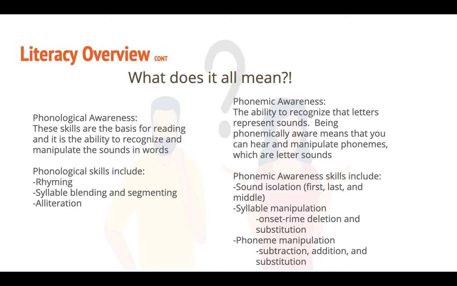Phoneme manipulation works similarly to the onset rhyme deletion and substitution. For example, subtraction would be, what word do you get when you take the n from neat? Eat. Yes, that's correct. Eat. Addition would be, listen to the word mile. What word do we get when I add the s in front of mile? Smile. Yes, correct. Smile.